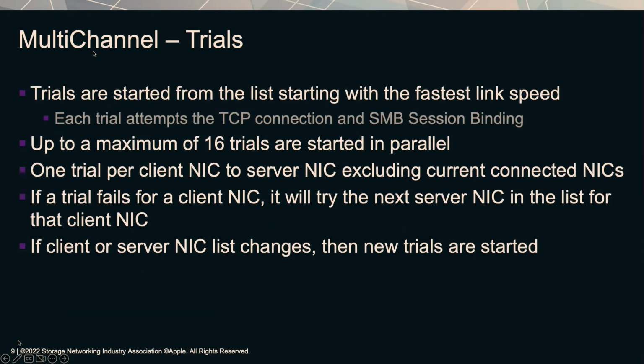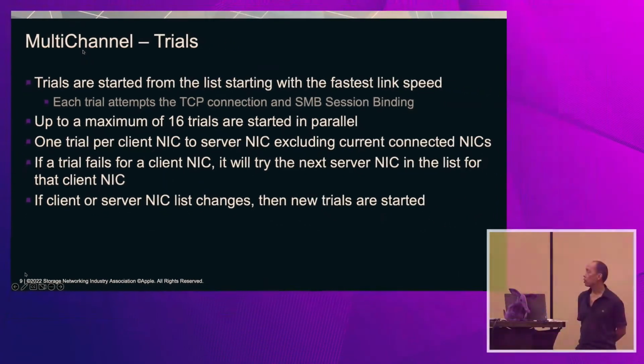So now we have this sorted list. Now what we do is we enter what's called the trials phase. For the trials, we start from the list, and we start with the fastest link speed. And each trial attempts to do a TCP connection to the server. And if the TCP connection actually works, then we go ahead and try to do the session setup, and we try to do the session binding. Okay? We do these in parallel, up to about 16 of them. We do 1 trial per client NIC to the server.